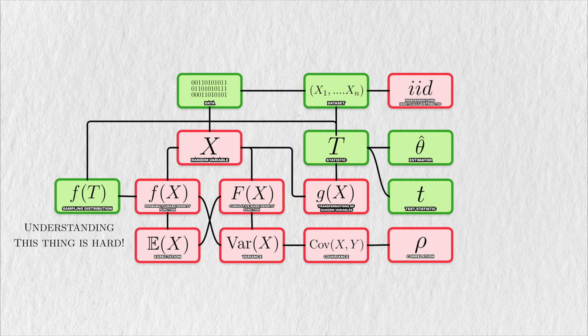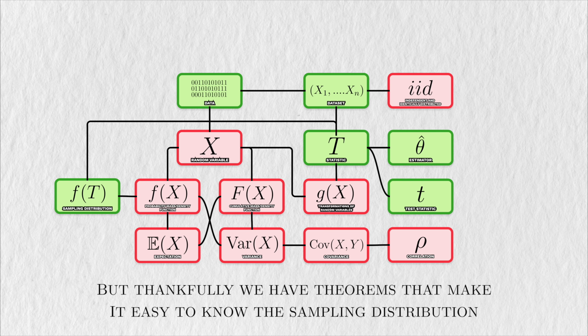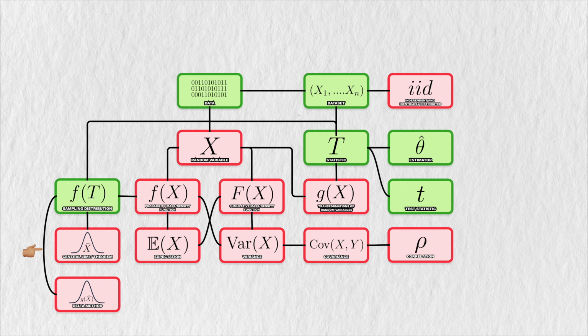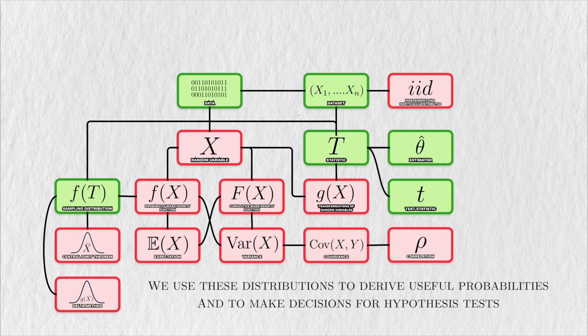But characterizing the sampling distribution can be difficult, especially when the underlying data can take on so many different forms. Thankfully, there are theorems that give us nice sampling distributions if we're looking at a particular statistic. For example, the famous central limit theorem tells us that the asymptotic distribution of the sample mean is a normal distribution. And the delta method tells us that some functions of the sample mean are also normally distributed. We take advantage of these distributions to derive some useful probabilities and perform these hypothesis tests.